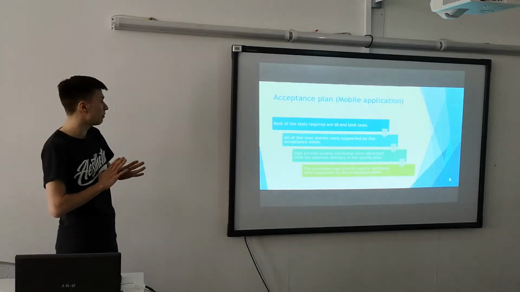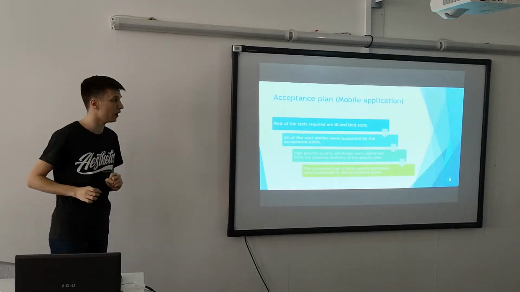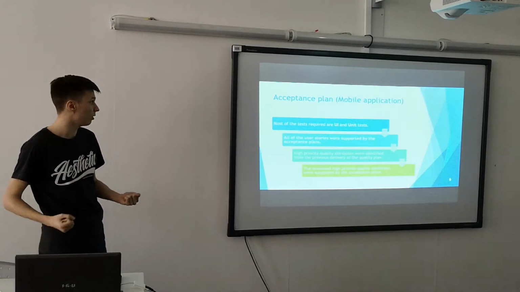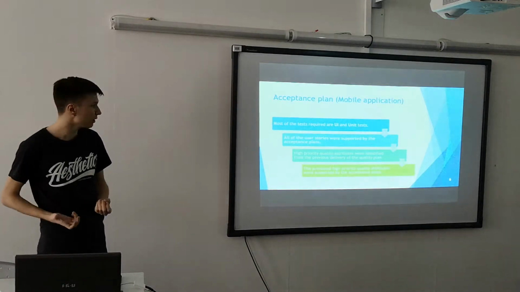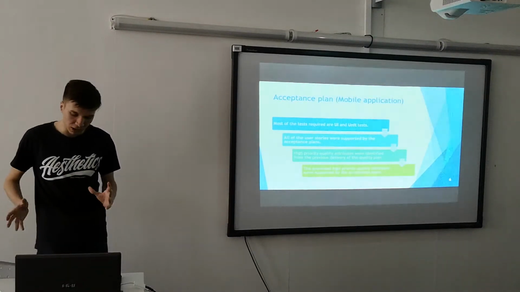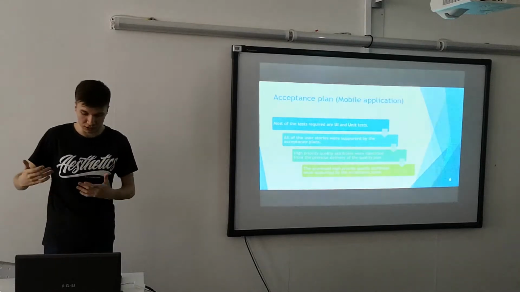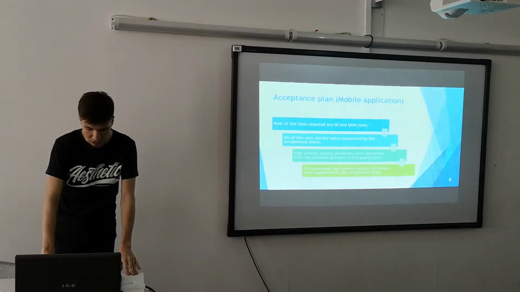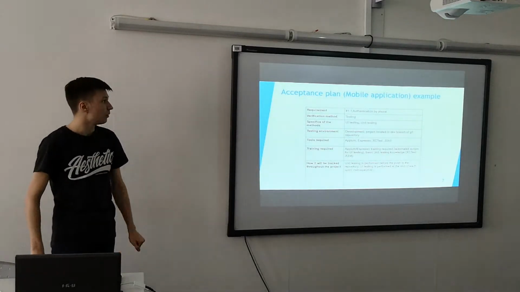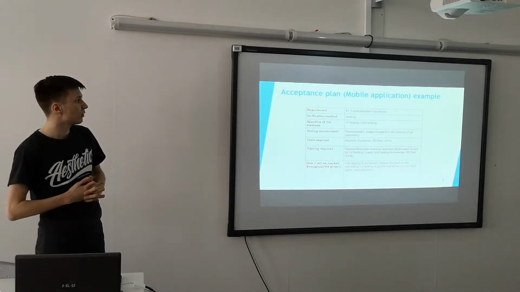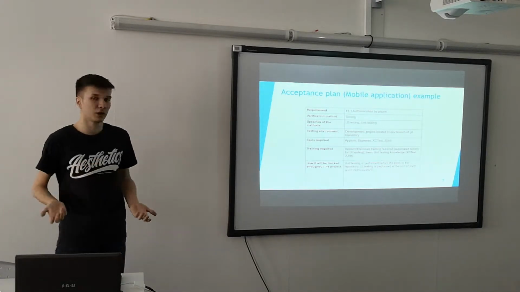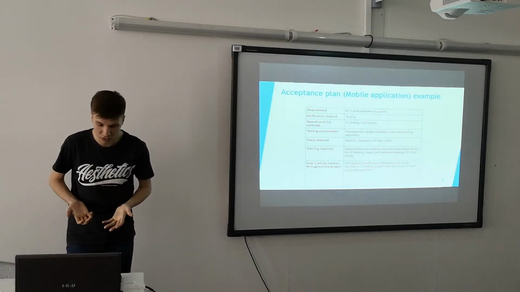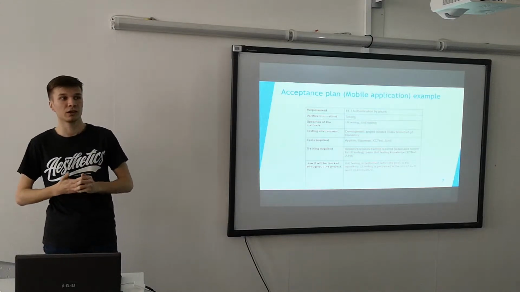For the acceptance plan for the mobile application, most of the tests required are UI and unit testing. All of the user stories that we provided were supported by the acceptance plans. High priority quality attributes we identified and provided in this table, as I mentioned earlier. For example, for the first one, we got our user story, authentication by phone. The verification method is just testing. For this, we're going to use UI testing and unit testing. The environment that we're going to provide is the development environment.